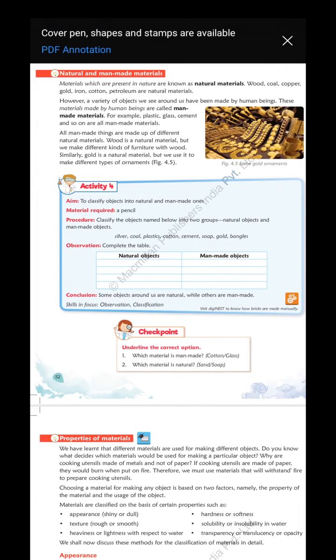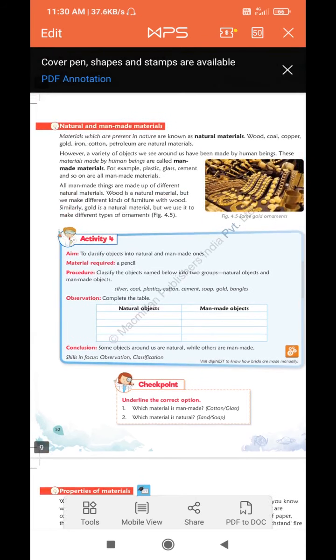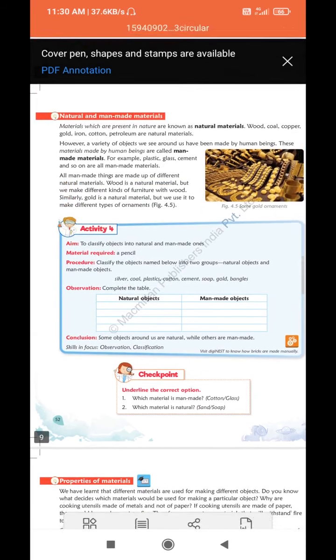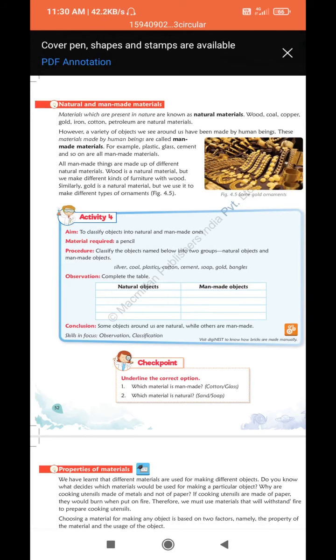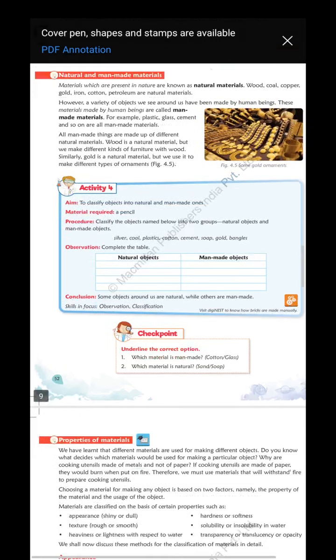Here, see, activity 4: silver, coal, plastic, cotton, cement, soap, gold. Under this we can make a separation. Natural objects are silver and coal. Is coal natural or not? Yes, we are extracting it from nature only. Plastic is man-made, cotton is natural, cement is man-made, soap is man-made, gold is natural, bangles are man-made. In that manner we can separate and classify according to properties.